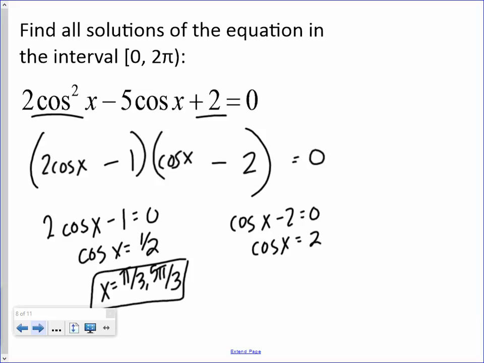None of them. So, no solution here. On the unit circle, there is no angle that has cosine of 2. We know that that's really outside the range of cosine. If you think of the graph of cosine, the graph of cosine's parent function goes from -1 to +1. So 2 is outside of that range. Okay, there is no solution.